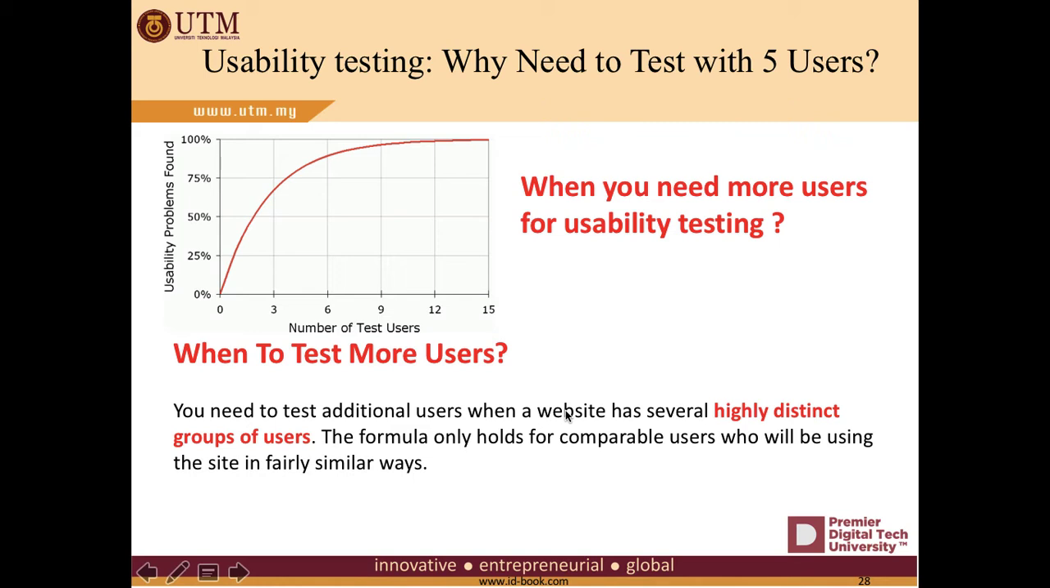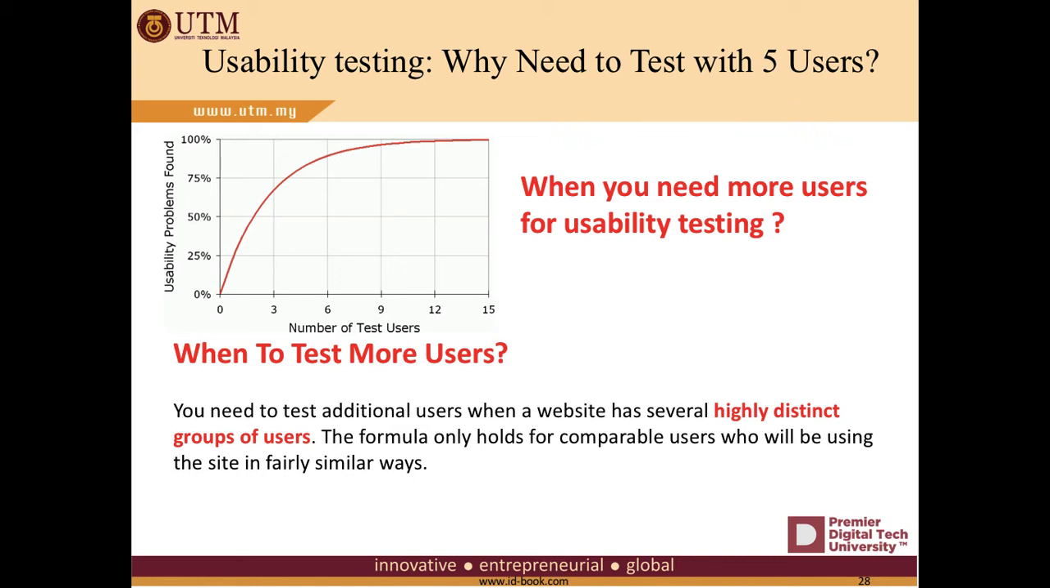Okay, this is another good topic, and it will challenge you to explain more about the sample of users in usability testing. When you need to test with more users, you need to test additional users when a website has several highly distinct groups of users. It means that you have multiple groups, and every group should represent their personas, their skills, and their capabilities.